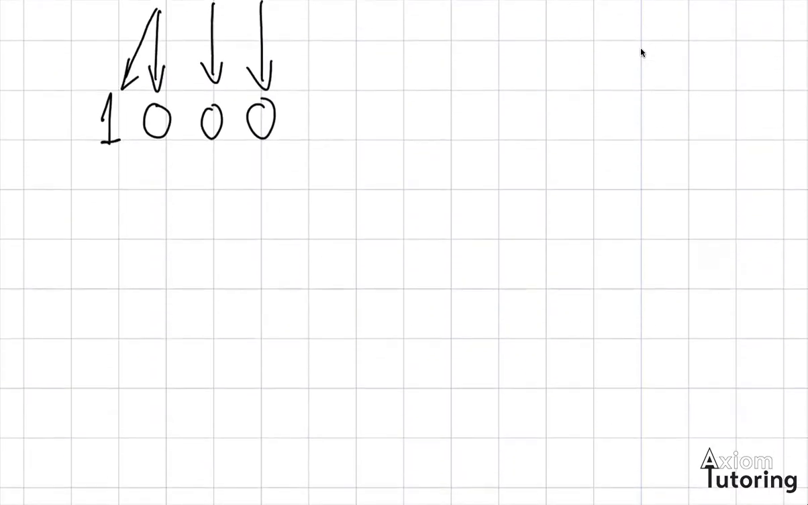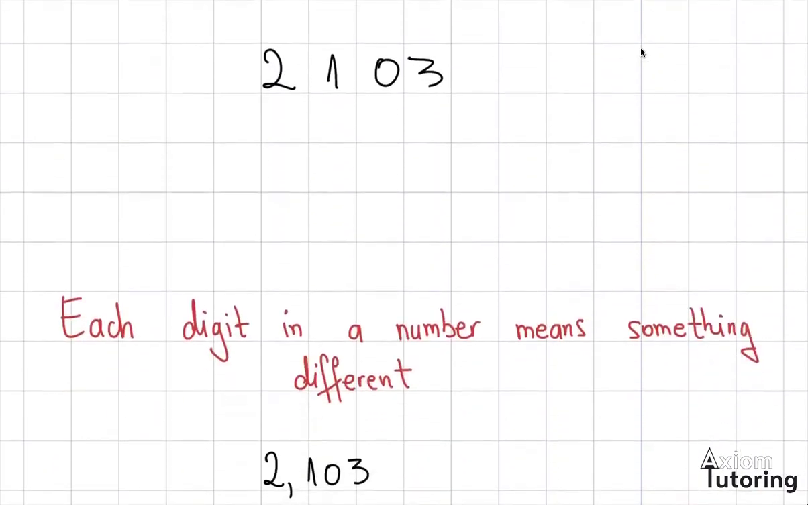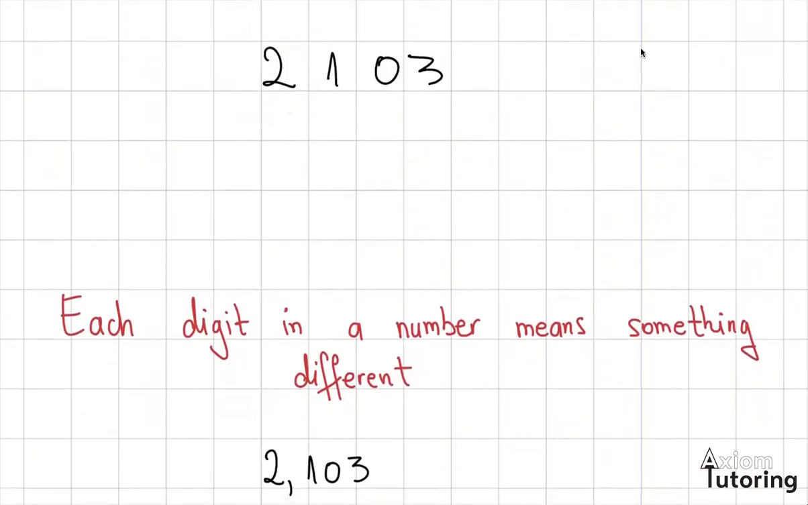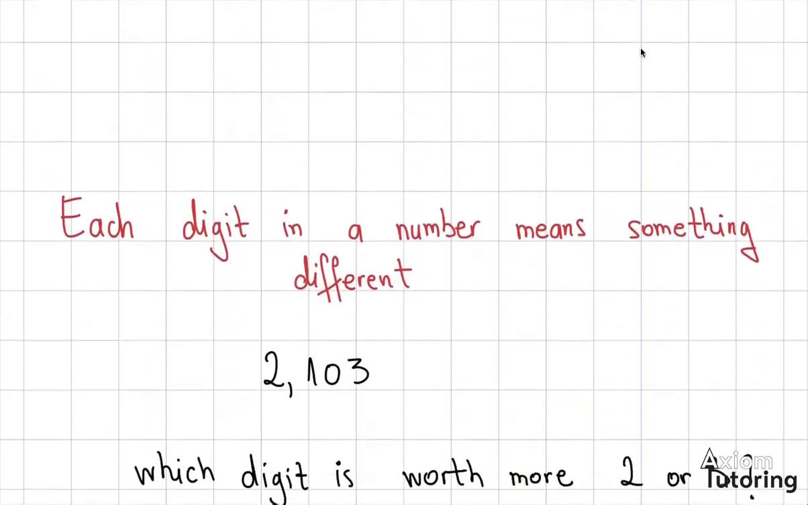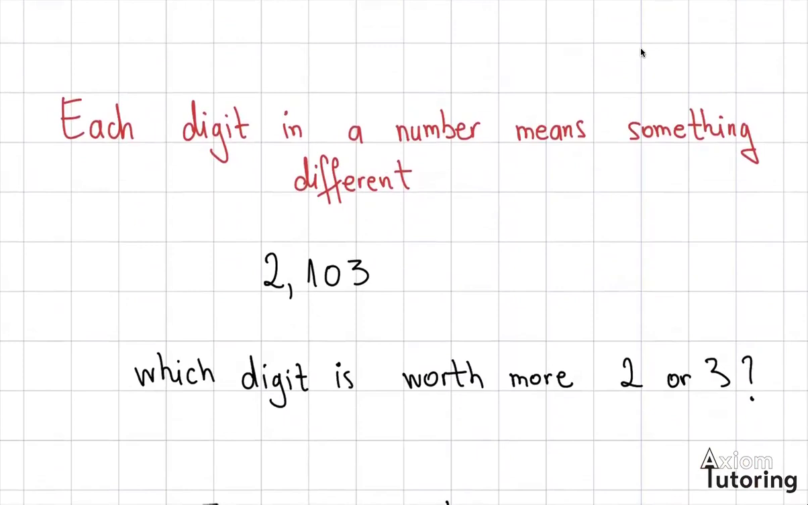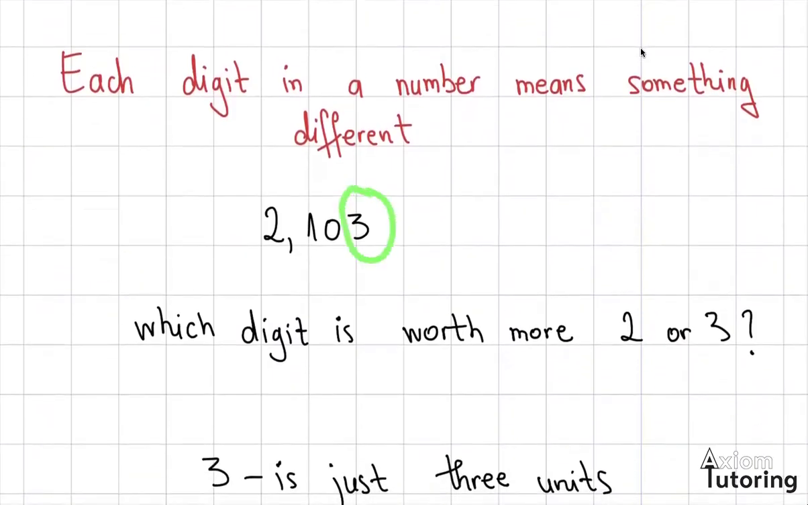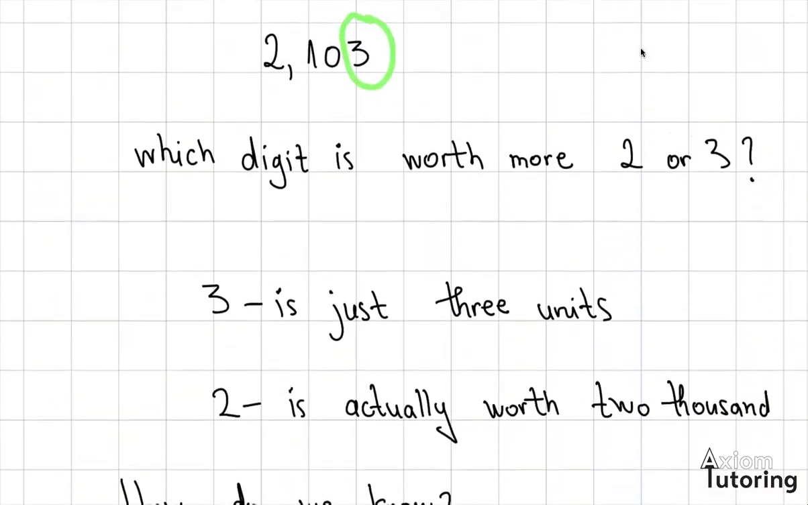Now, here's a little puzzle. I'm going to write this number now. 2, 1, 0, 3. Which digit, remember digit, is worth more now? Is it 2 or is it 3? What do you think? Well, at first, you might think it's 3, but look carefully. 3 is just 3 units, and 2 is actually worth 2,000.